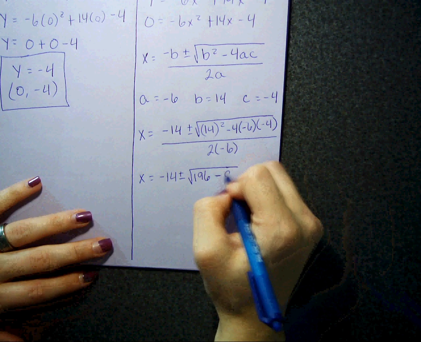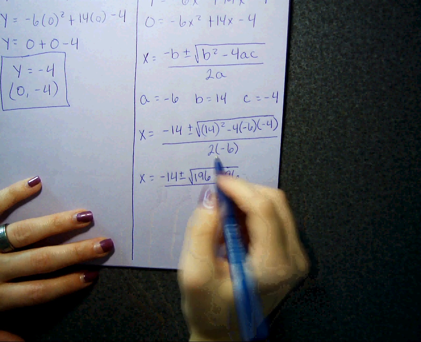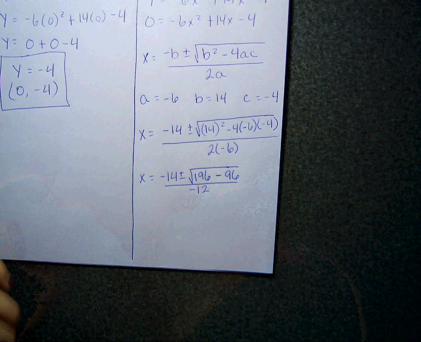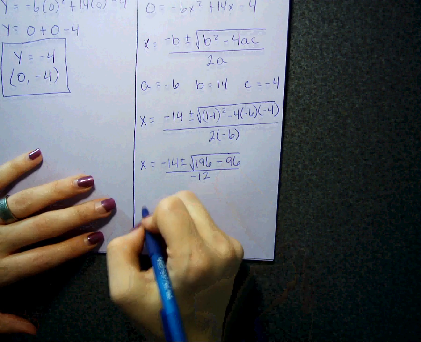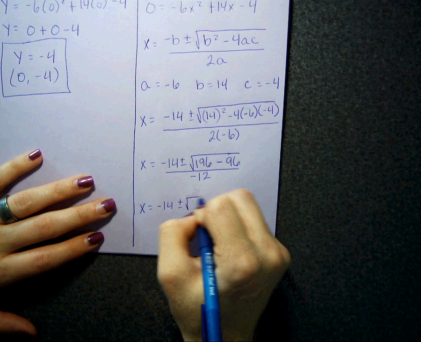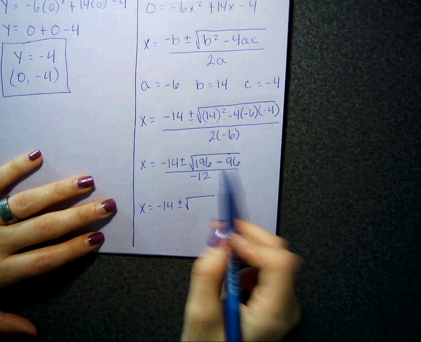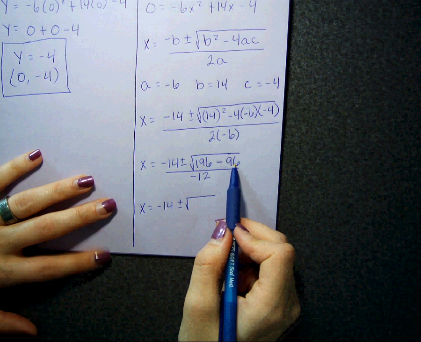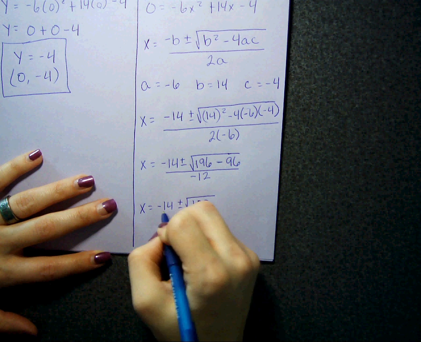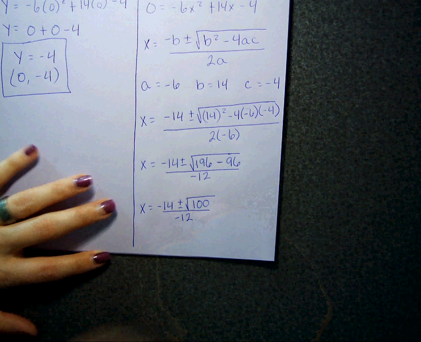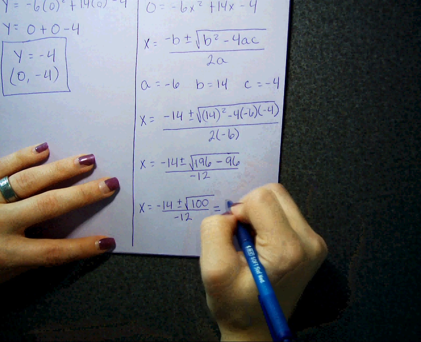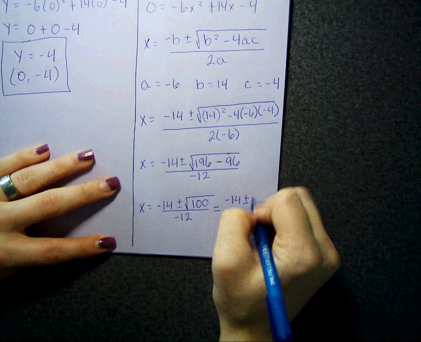96. All over 2 times negative 6 gives me negative 12. So I have x equals negative 14 plus or minus the square root of 196 minus 96. This one comes out fairly pretty. 196 minus 96 is 100, all over negative 12. The square root of 100 is 10.